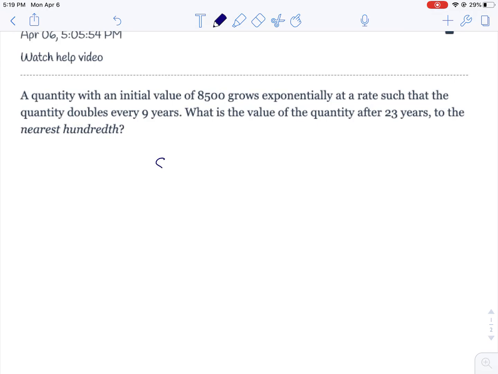I have an initial value of 8,500 and it doubles. So, I'm multiplying that by 2. That's easy enough. That's the doubling part. The tricky part is it happens every 9 years. So, at 9 years, I want the power to be 1. So the trick here is if when t is 9, you want the power to be 1, you actually have to have the power as t over 9 if you think about it.